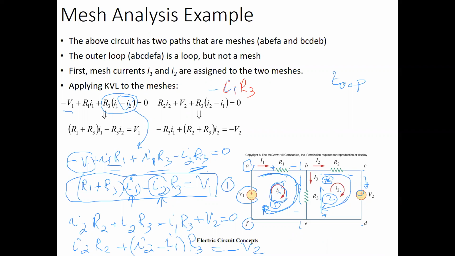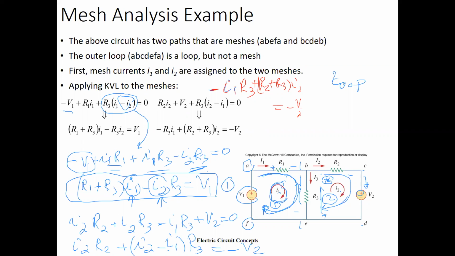and then we have plus R2 plus R3 times I2. That will be equal to negative V2. Okay, so this will be our second equation.